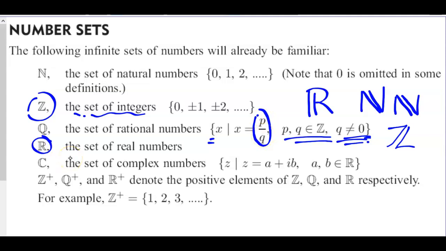Ooh, the set of real numbers. This is the number line. There are a lot of elements in that set. In fact, that is uncountably infinite. Set of integers is countably infinite.